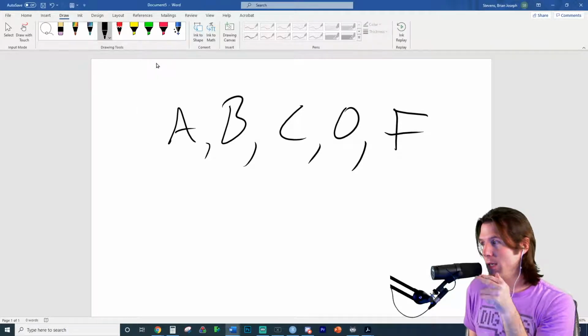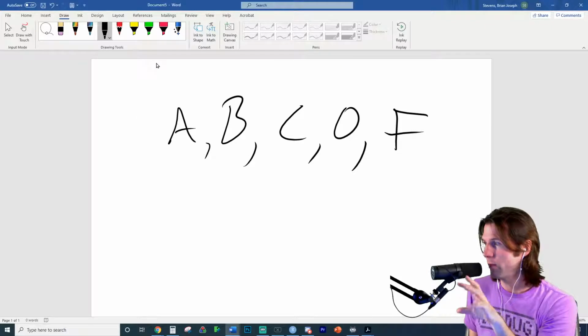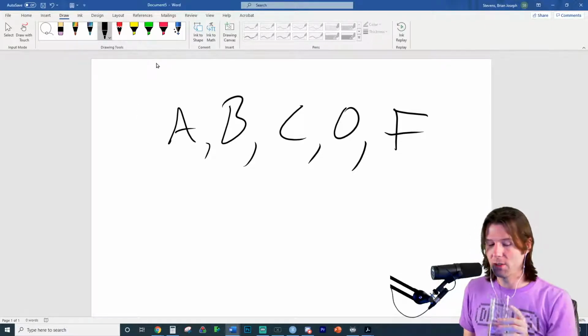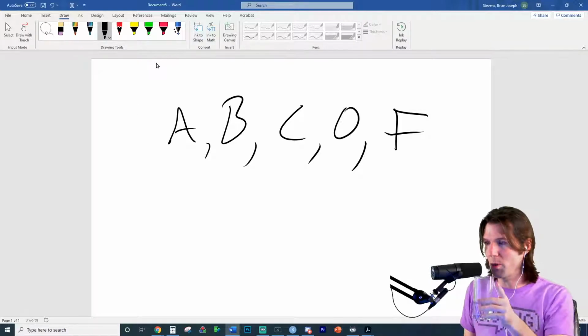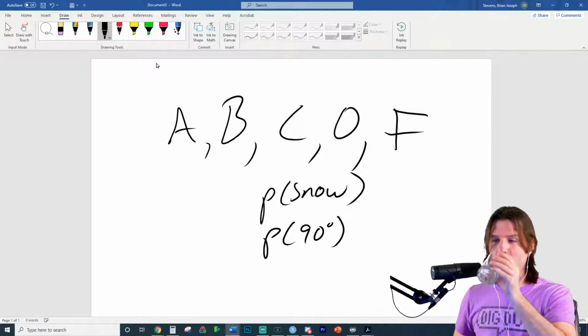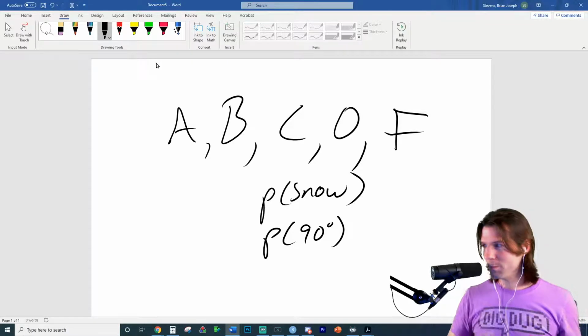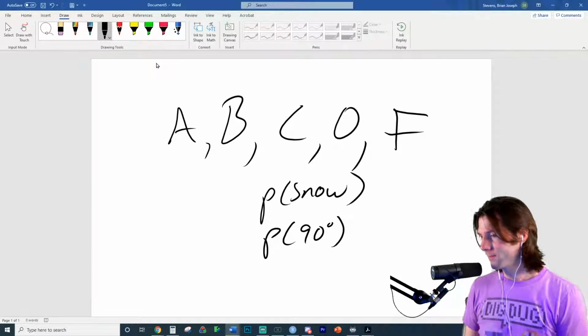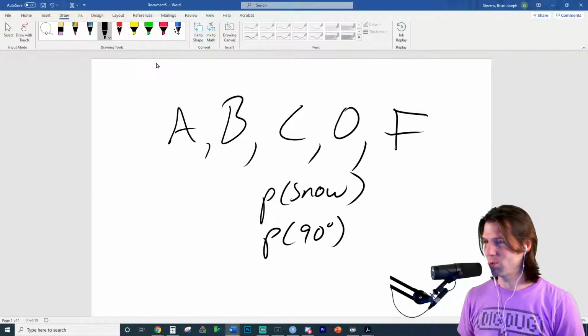Would it being 90 degrees out and it snowing be disjoint events? And explain if those are disjoint events. So probability of 90 degrees out, probability of snowing. I'll write this down here. Probability snow, probability 90 degrees. Are those disjoint events? And why or why not? Disjoint or not disjoint? What do you say?